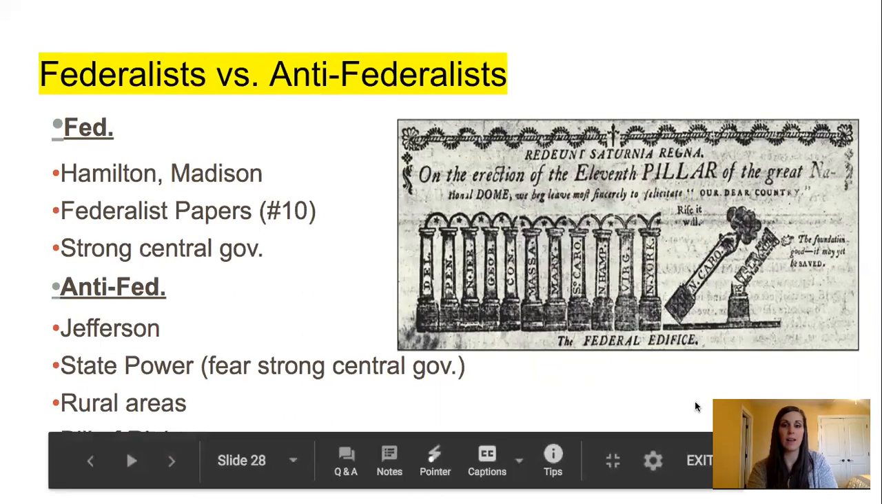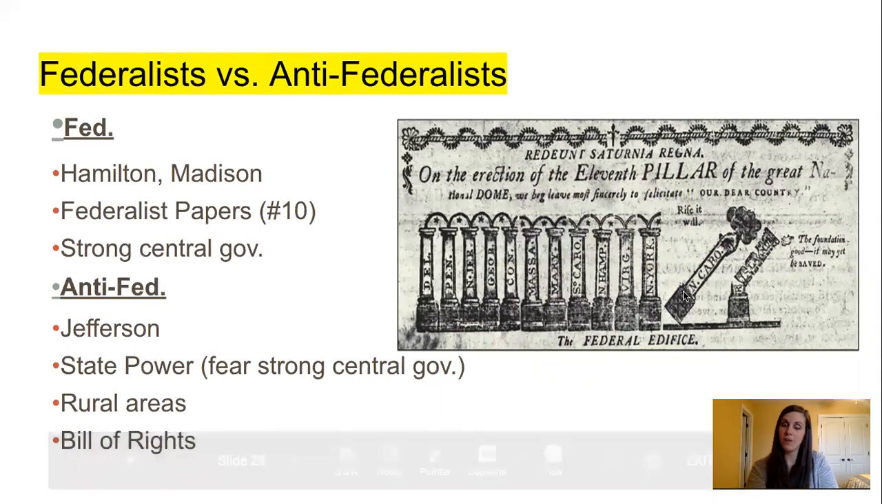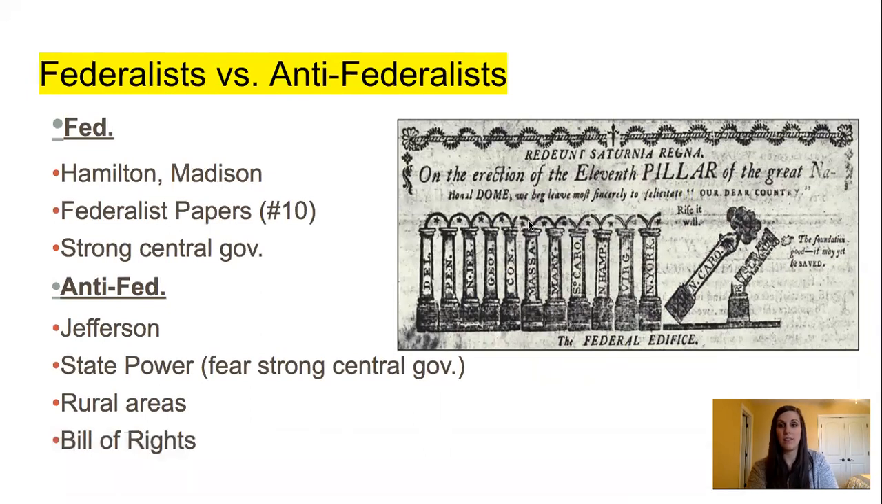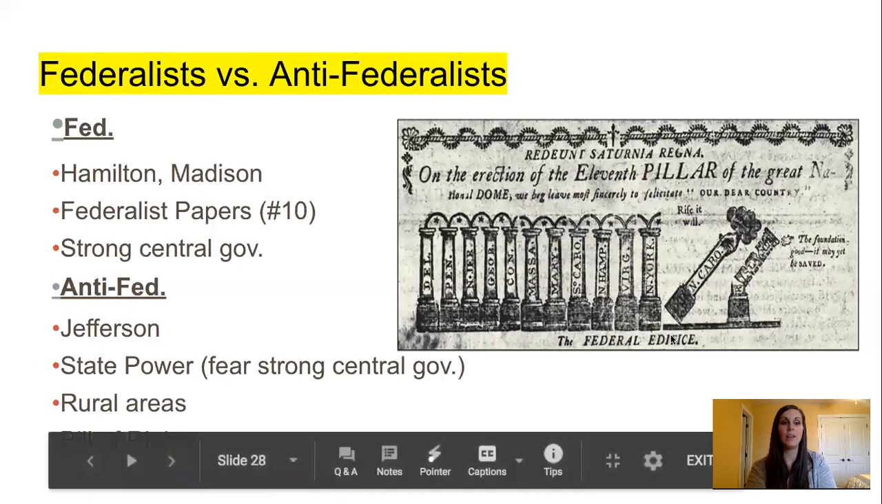So this image you may have seen before. I think we looked at it in class. These are the pillars. These are each of the states. So if you notice, Delaware is first. They were the first to ratify the Constitution. But then you've got these last two, North Carolina and Rhode Island, who we need them to fall into place. It said the 11th pillar of the National Dome. Most fiercely to our dear country, the foundation is good, it may yet be saved. So they're trying to encourage the states to adopt the Constitution, to ratify it.